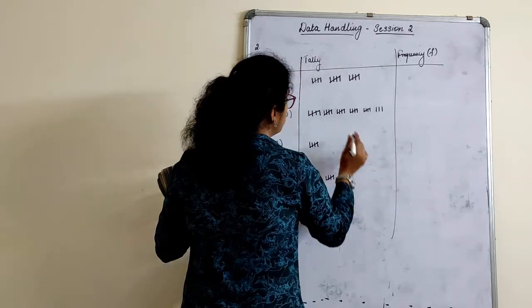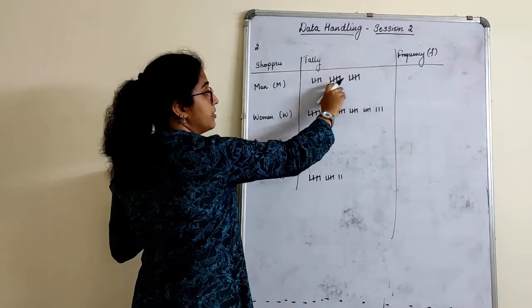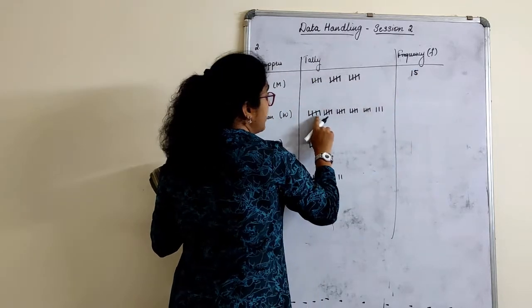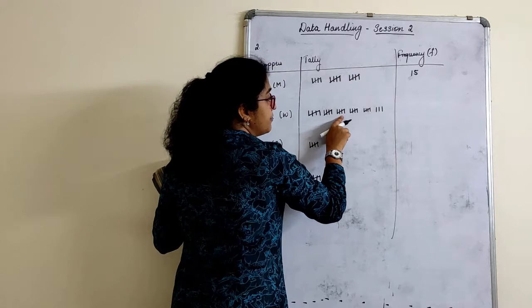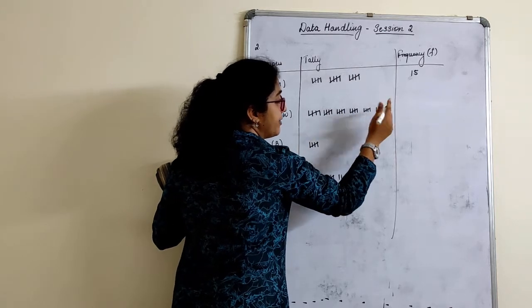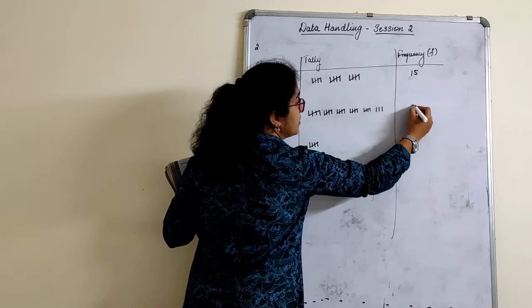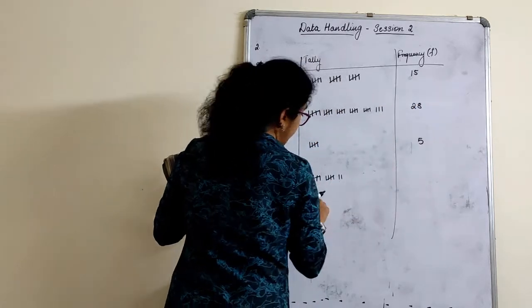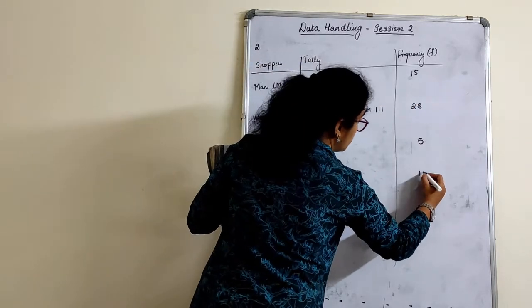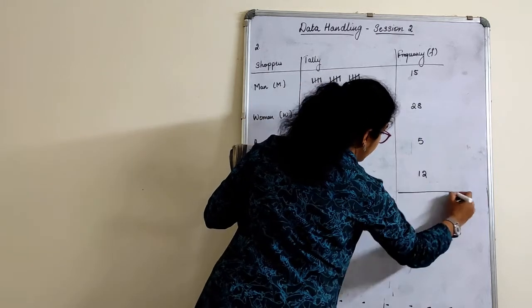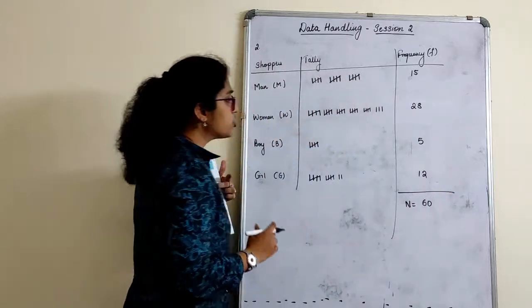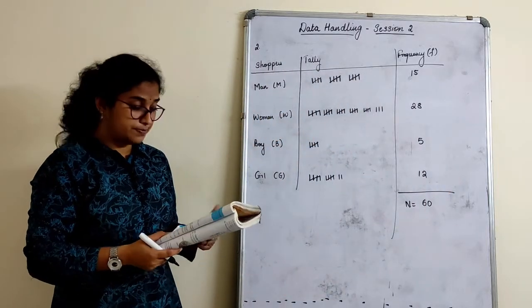So let us count. This is counted as 5, 5 and 5, 15. 5, 5, 10, 15, 20, 25, 26, 27, 28. 5, 5, 10 plus 2 is 12. And when you add this, you get 60. That's all what we have to do here.